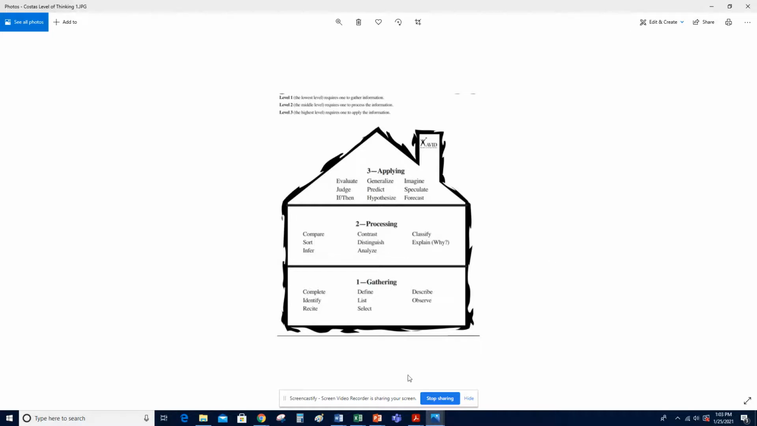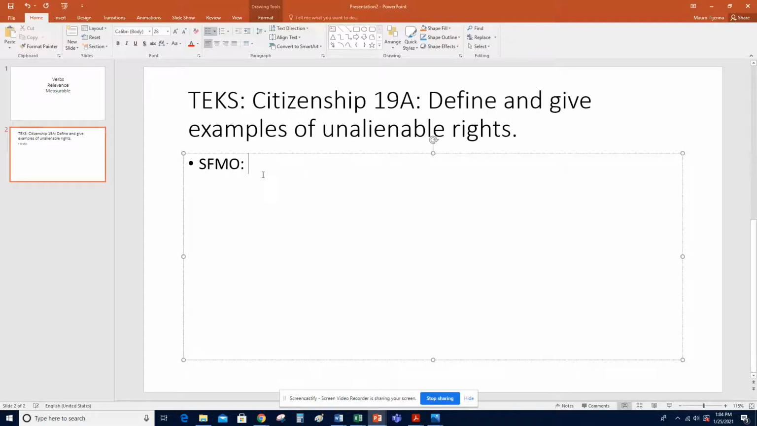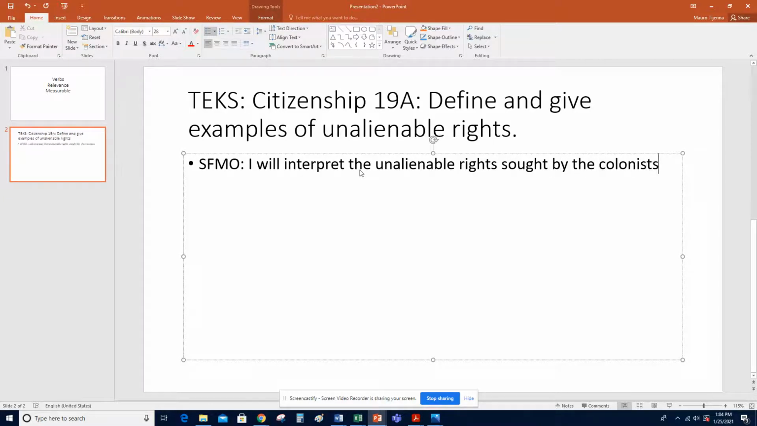So let's go back to the PowerPoint. For the student-friendly measurable objective, I would write something like, I will interpret. That's one verb. That's already at the lower order thinking, because I know that they don't know anything about unalienable rights. So I will interpret the unalienable rights sought by the colonists and evaluate. Now that's the highest level of thinking at Costa's, and the second to the highest level of thinking on Bloom's taxonomy.